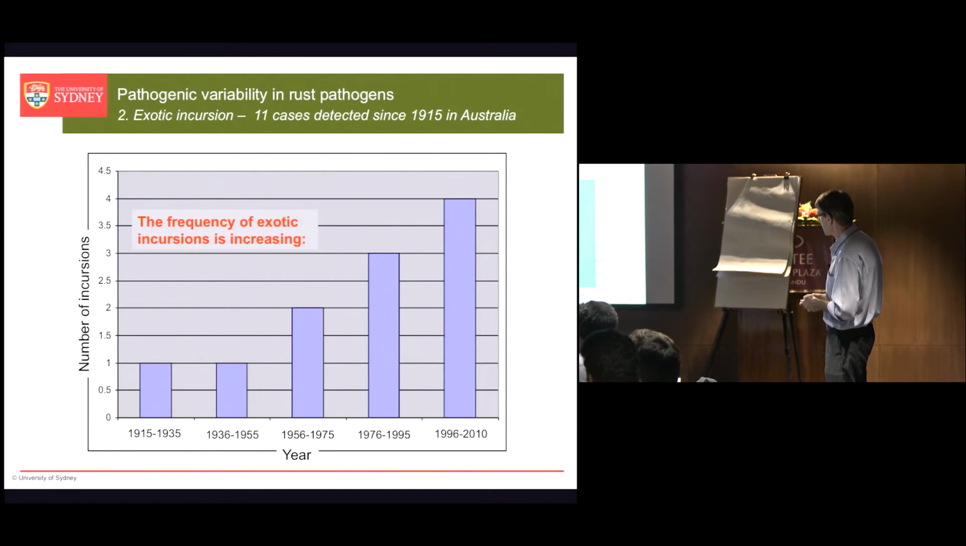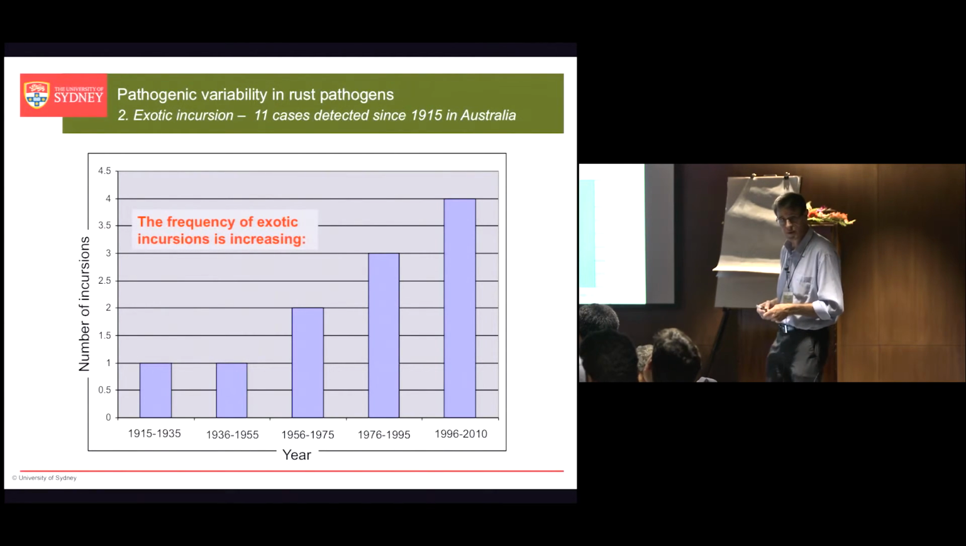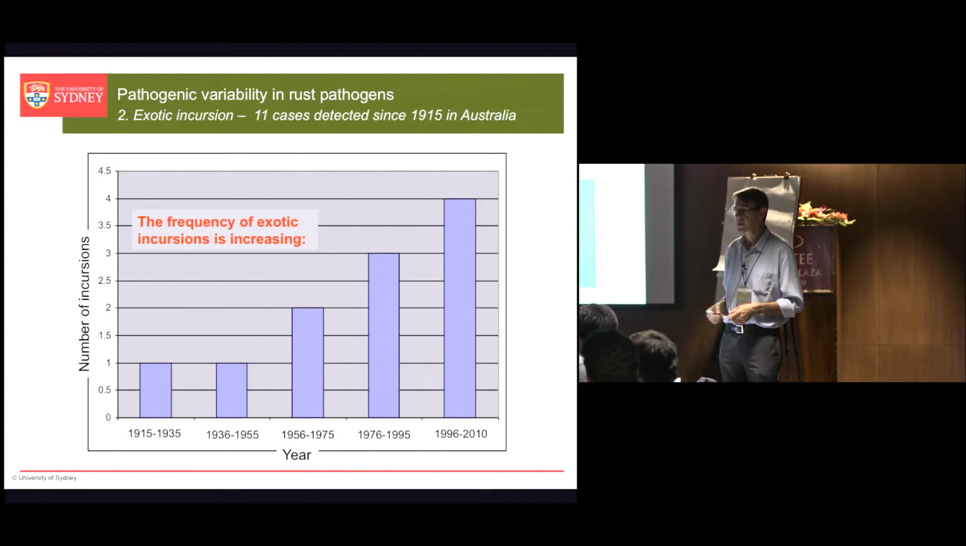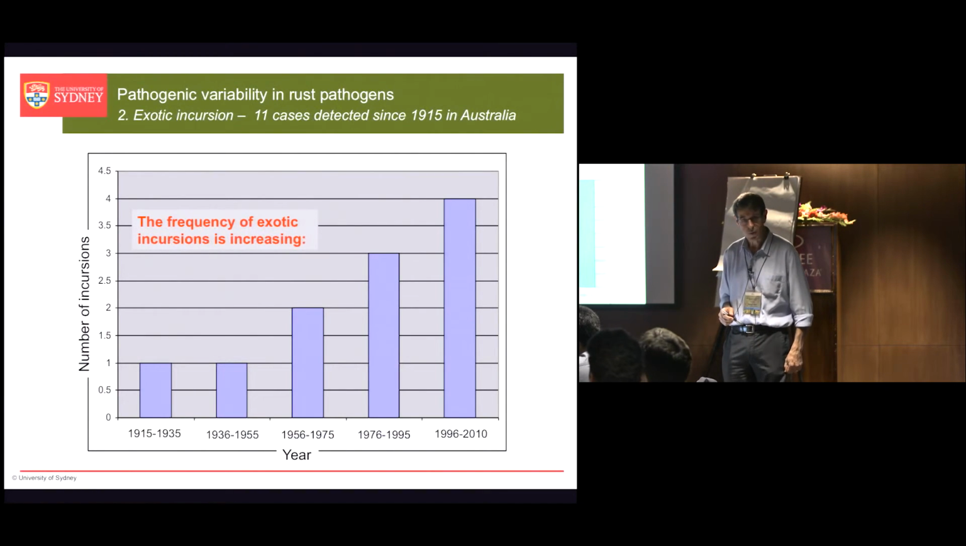The thing to notice about this graph, which just shows the number of incursions over 20-year periods, is that the frequency is going up, right? And we believe that this is probably related to greater movement of people, air travel, right? Greater movement of people around the world, and human-mediated transfer of rust. So we're getting more and more of these exotic incursions in Australia as time goes by. It's becoming more frequent. We think it's probably related to more movement of people around the world and people not washing their clothes before they come to Australia.